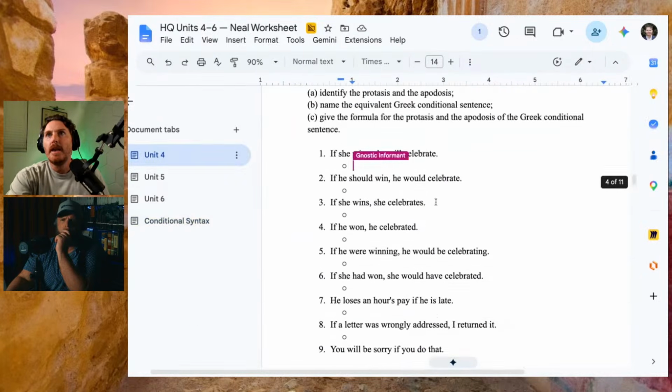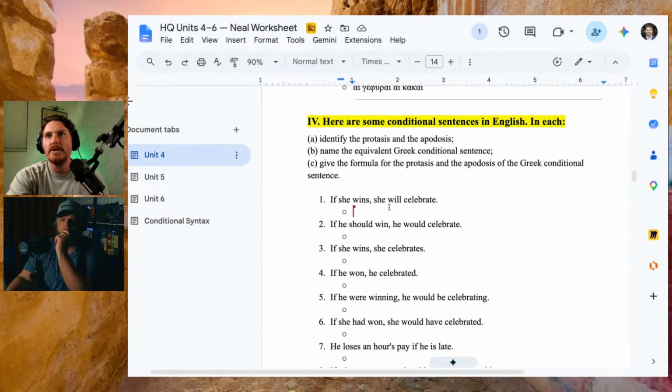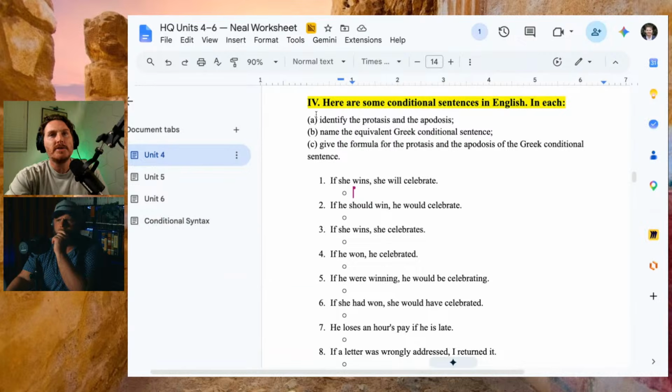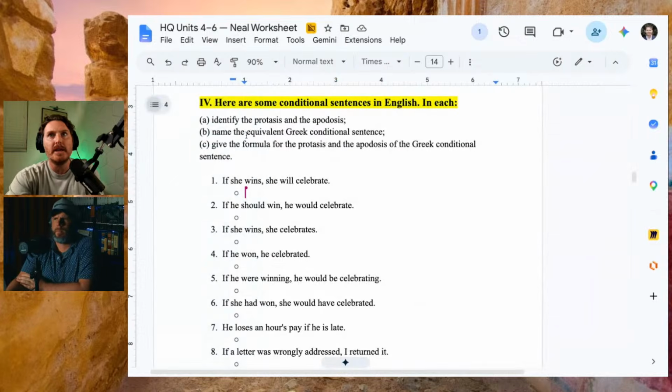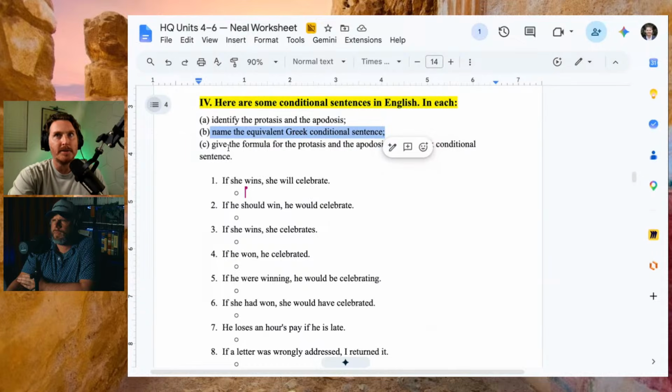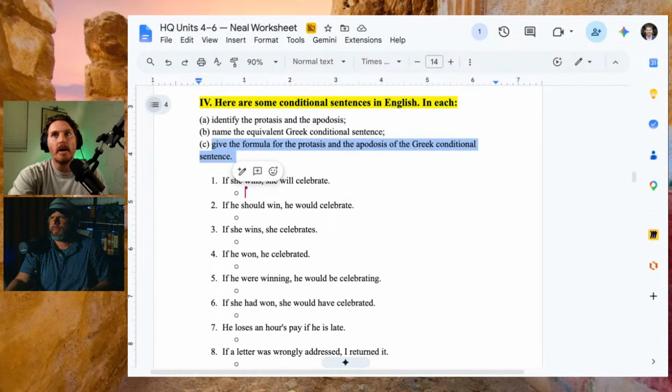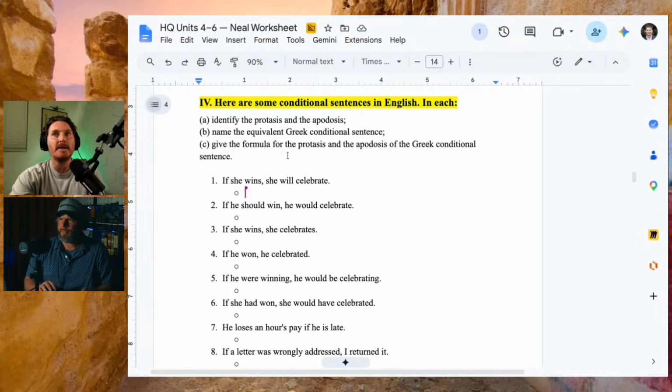So now I see your cursors in there, and in exercise 4, what we're going to see is that all they want you to do is identify the protasis and the apodosis, which is pretty easy. Name the equivalent Greek conditional sentence. So identify what category it fits into. We're not translating here, right? And then give the formula for the protasis and the apodosis of the Greek conditional sentence.